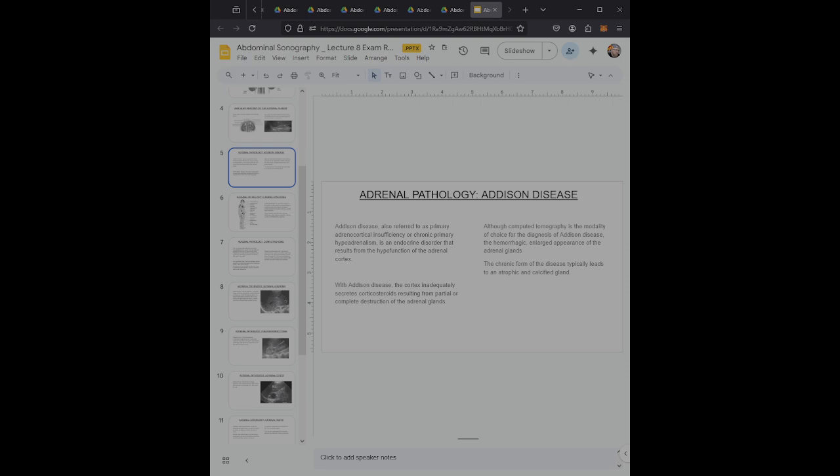Clinical findings include an increased production of ACTH, hypotension, weakness, and fatigue.